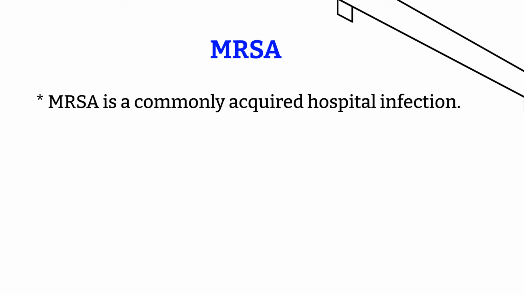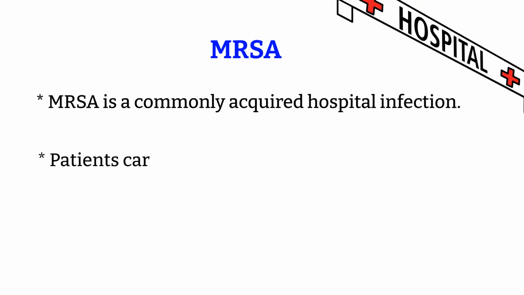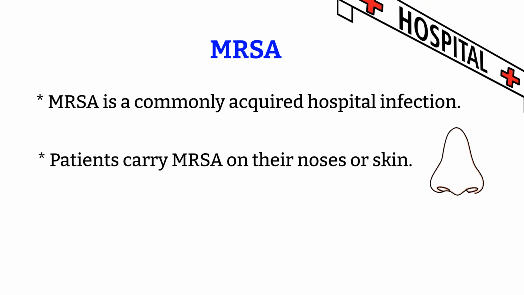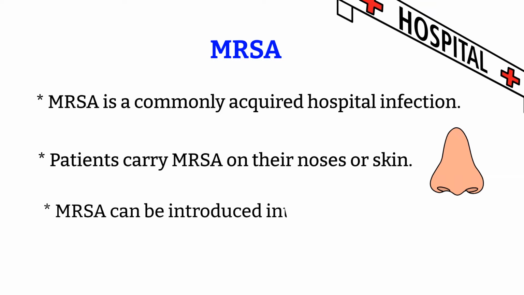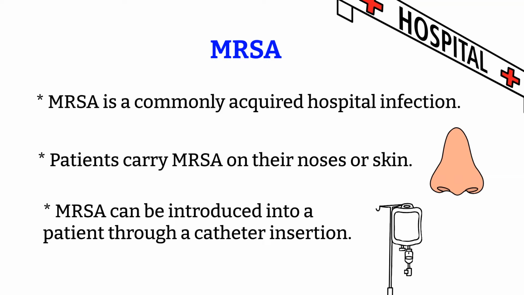How common is MRSA? MRSA is a common hospital-acquired infection. Approximately 5% of patients hospitalized in the United States can carry MRSA in their nose or on their skin. MRSA can also be isolated from patients with catheters.